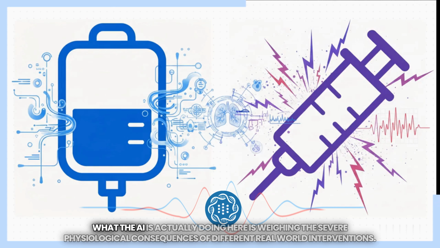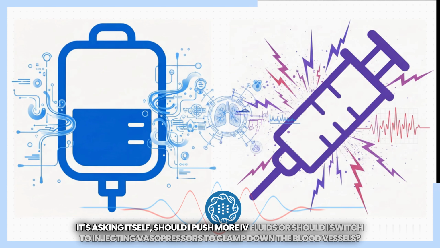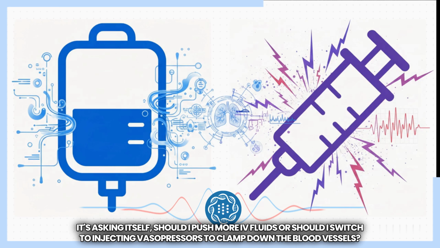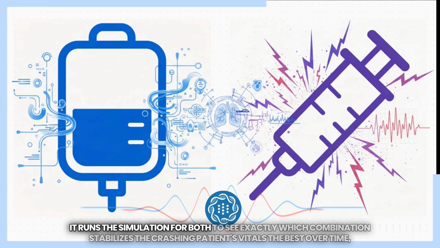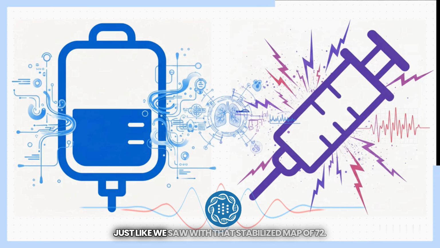What the AI is actually doing here is weighing the severe physiological consequences of different real-world interventions. It's asking itself, should I push more IV fluids, or should I switch to injecting vasopressors to clamp down the blood vessels? It runs the simulation for both to see exactly which combination stabilizes the crashing patient's vitals the best over time, just like we saw with that stabilized MAP of 72.